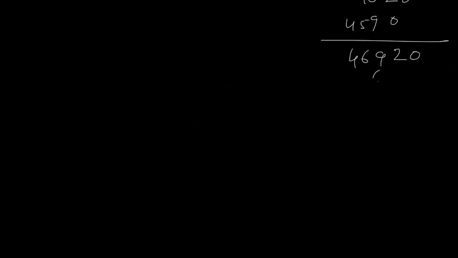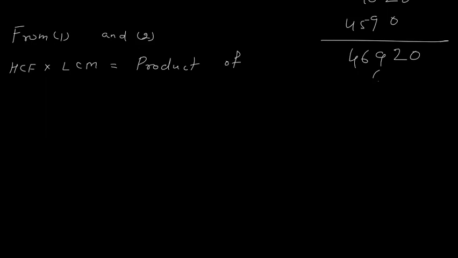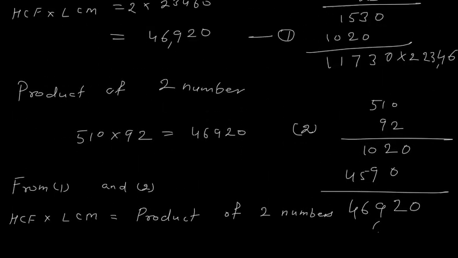So what will I say from 1 and 2? I will say that from 1 and 2, HCF into LCM is equal to the product of the two numbers. HCF into LCM is the product of two numbers, right?